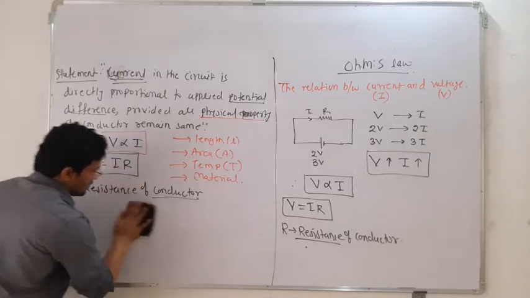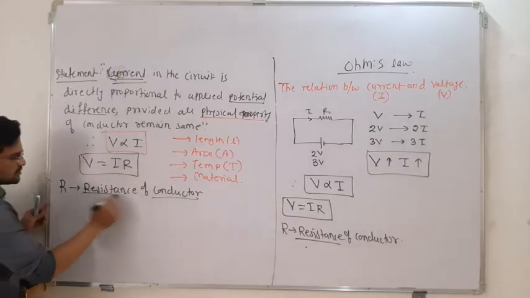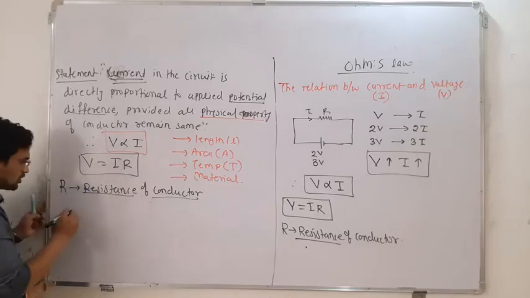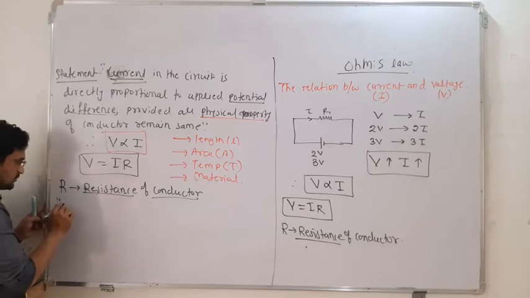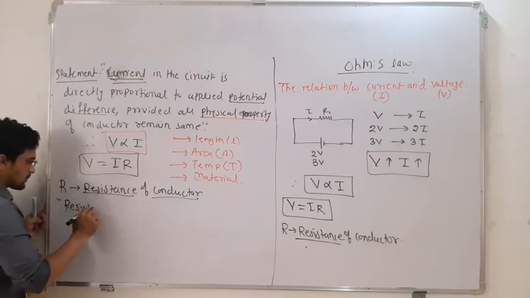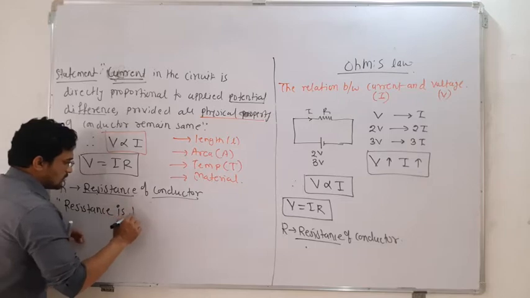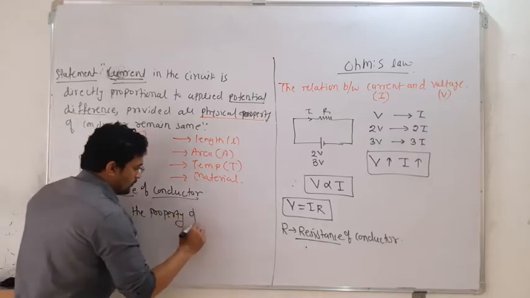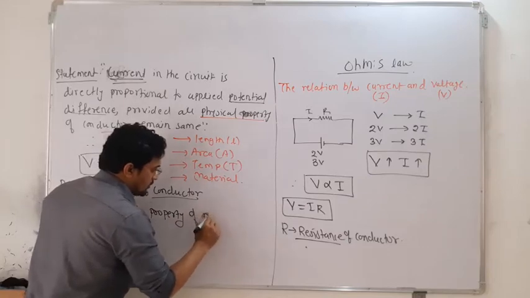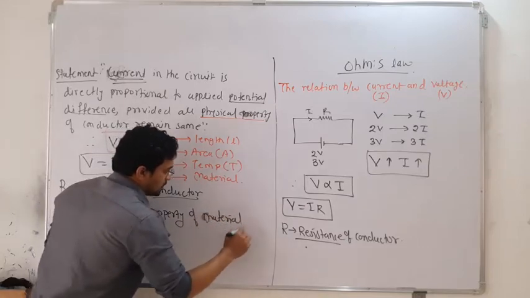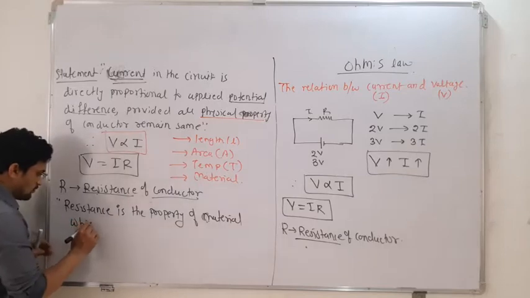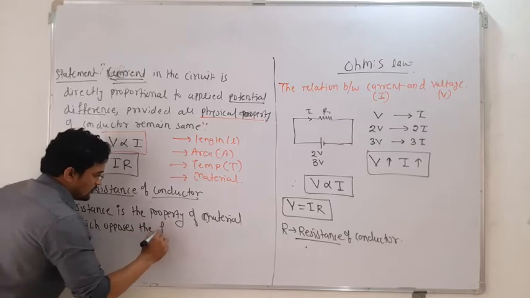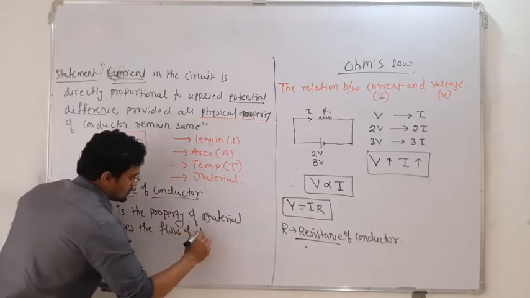Now we will talk about resistance. Resistance means what? The word itself tells you. Resist means oppose something. So I will write the definition here: resistance is the property of a material which opposes the flow of charges.